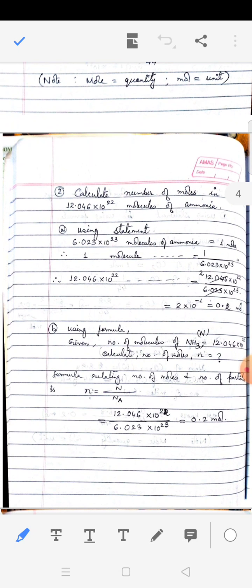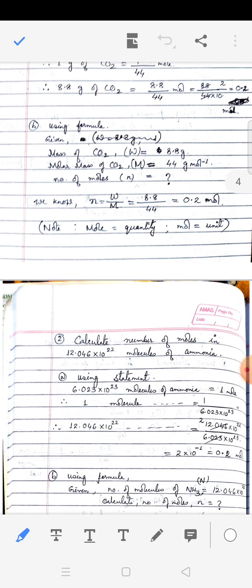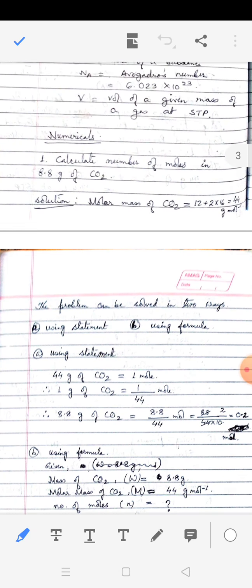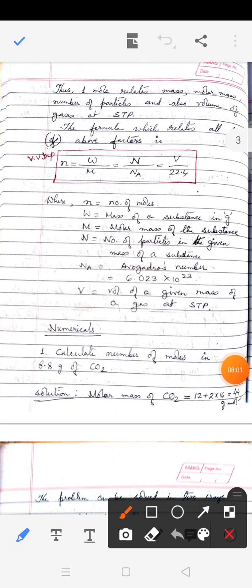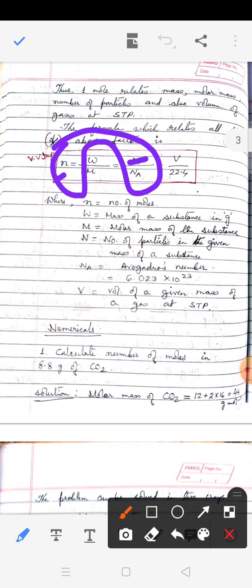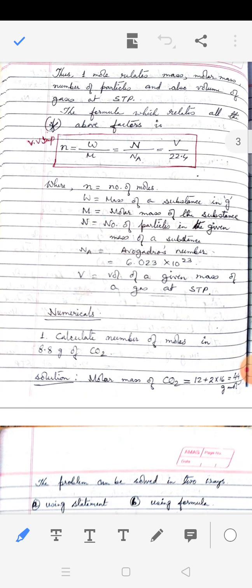Then another problem, calculate number of moles in these many molecules of ammonia. So molecules have been given to me. So which formula to be used? The formula to be used is n, and I am supposed to calculate number of moles. So I have to choose this equality, n equals N by Na. So let us see how it has been done.